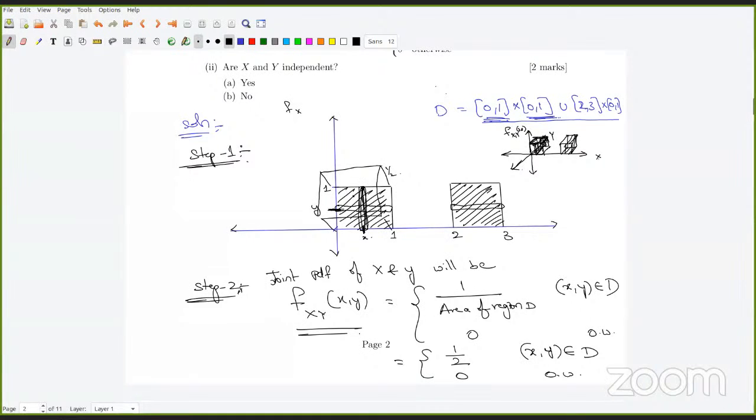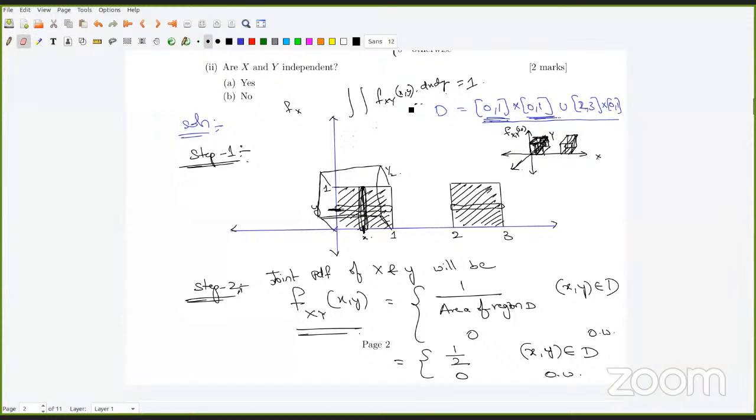The volume of this cuboid will be half and this cuboid will be half. If you combine these two, it will give you 1. So integrating f of x comma y dx dy along the support of x and support of y, you will get 1. Now we understood the formula better, sir.